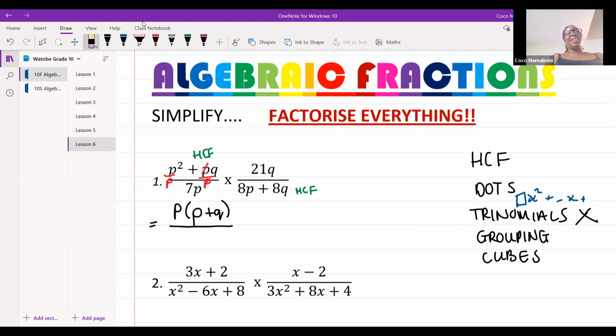Okay. All right, so that's the top part. The bottom part is easy. I'm going to leave it exactly the way it is because there's nothing to take out. It's just a term sitting on its own. Multiplied by, I'm going to leave this top part on its own.